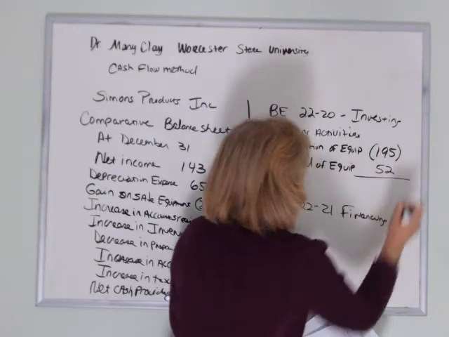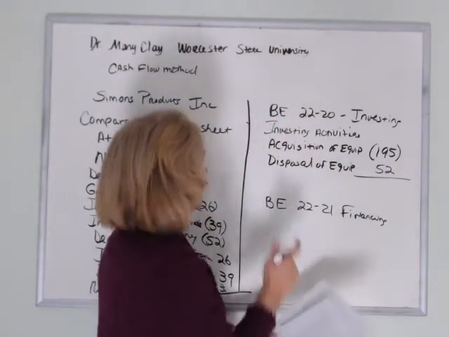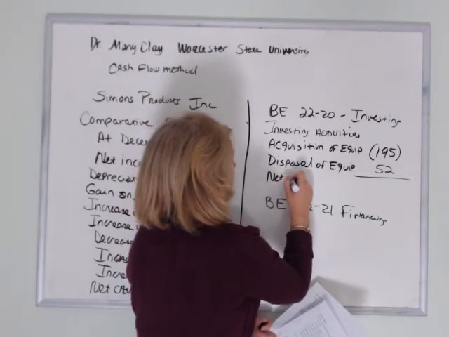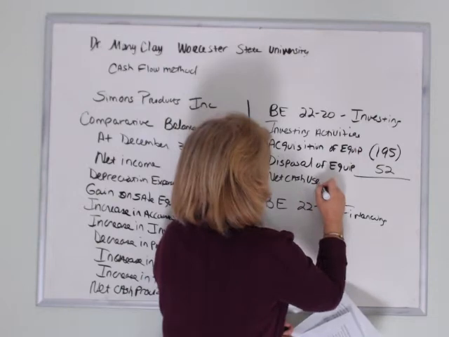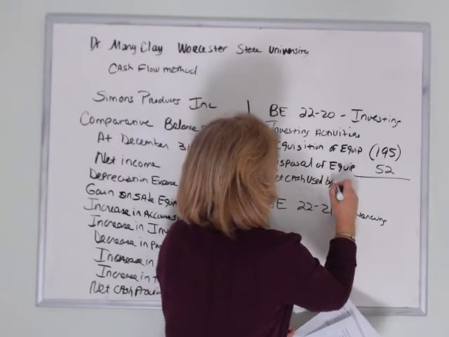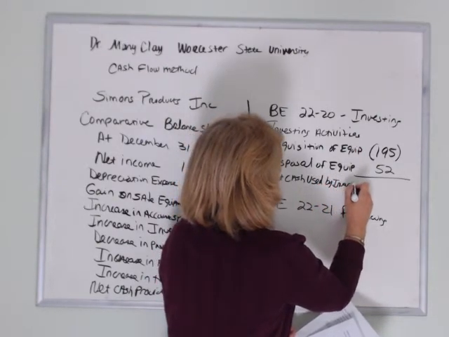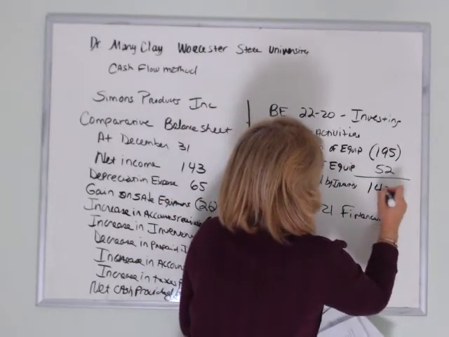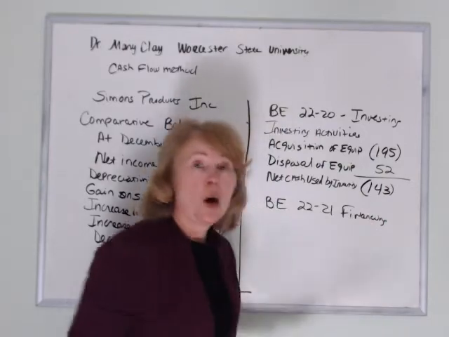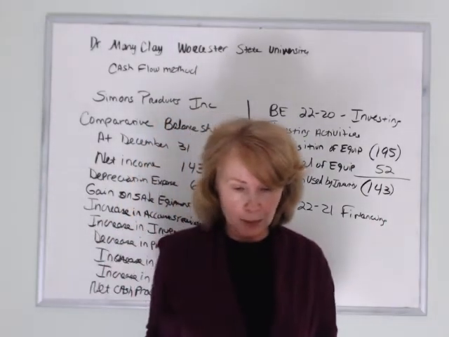Okay? All right, now I just net the two, and net cash used by investing was $143. Okay? All right, so that's how you do that particular problem.